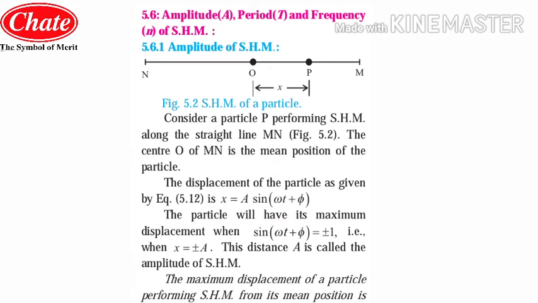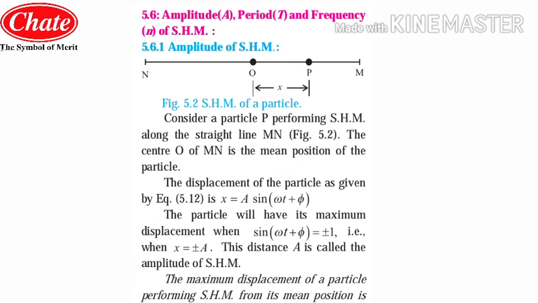Thus from this small derivation or the small considerations of the diagram, we can say that the maximum displacement of the particle performing SHM from its mean position is called the amplitude, and this amplitude is denoted by the capital letter A.